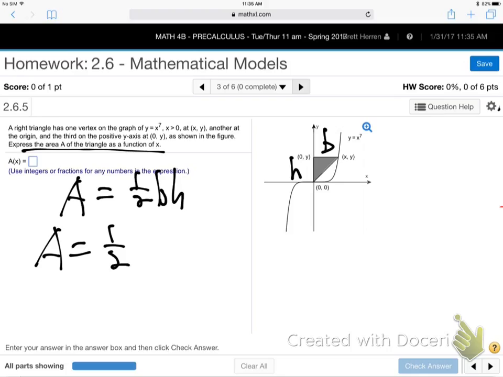Okay. And what is that base right here? How do you know how far that is? What is the base? What is it? Which is? X. The base is X. Exactly. Does everybody see that? The base is just how far over you go. Right? The X value, to that point, to the point XY.